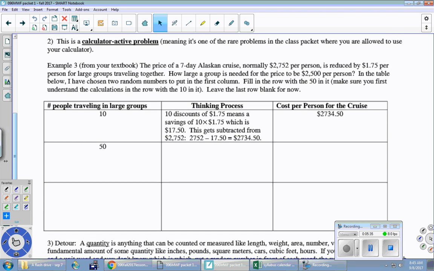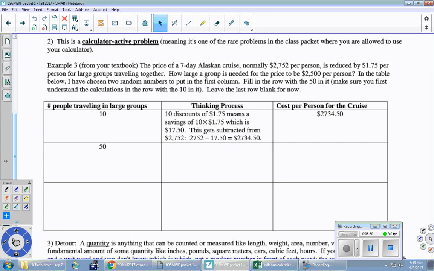So right here is a calculator active problem, which means it's one of the rare problems in the class packet where you're allowed to use your calculator. Again, the default is we're not going to be using calculators for the most part this semester, but I will let you know when we will. So here's an example from your textbook.